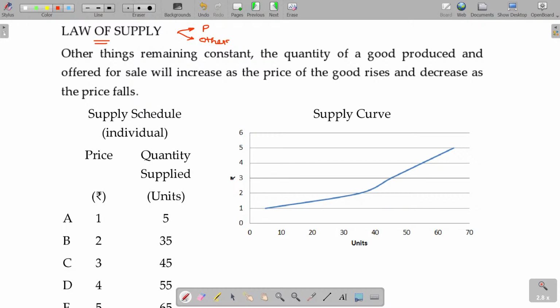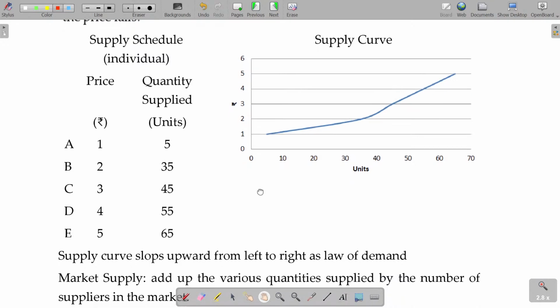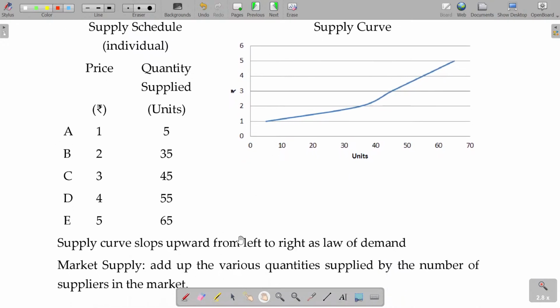In the law of supply, we assume that other things are constant, ceteris paribus. The quantity of goods produced and supplied, offered for sale, which is nothing but supply, will increase as the price of the good rises and decrease as the price of the good falls. That's all. That's called the law of supply.